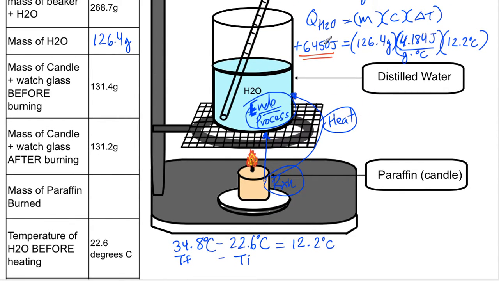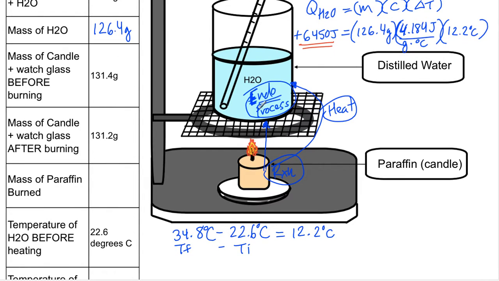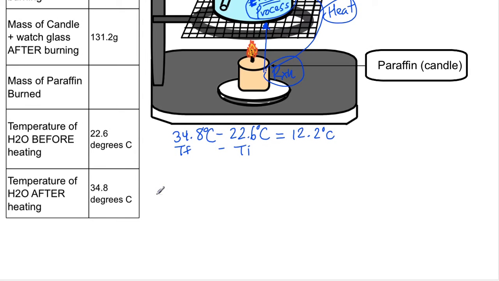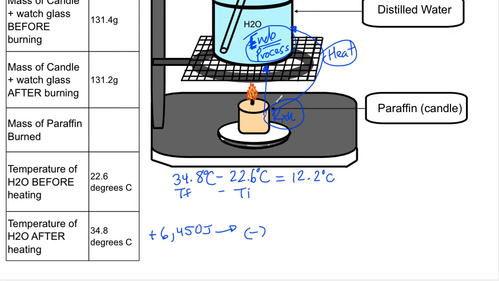Now, I'm going to take this value and compare it, as I said, with the kilojoules per gram and the kilojoules per mole. First thing I need to do is find that value of positive 6,450 joules. I'm going to make this negative because I said this is a reaction and heat is being given off. So what kind of reaction is it? This is an exo reaction, not an endo reaction, because heat is a product.